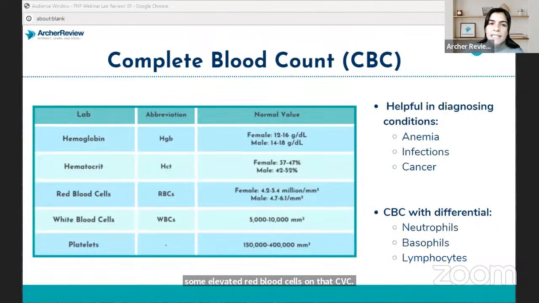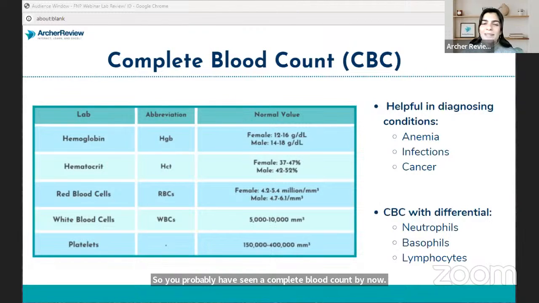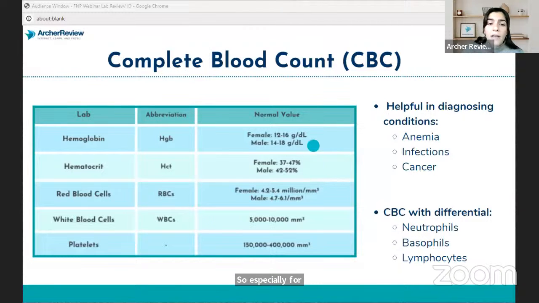So you probably have seen a complete blood count by now. You've been in your clinicals, whether you're wrapping up clinicals or getting ready to sit for your boards. You've probably seen components of a CBC, but you've seen that there's a hemoglobin, hematocrit, red blood cell, white blood cell levels, platelet levels. You're going to get really comfortable, if you're not already, with looking at the ranges of these values, right? So especially for hemoglobin, hematocrit, you're going to get really comfortable with looking at what's on the lower end of normal and what's on the upper end of normal so that you can identify if there's any low hemoglobin hematocrit or elevated hemoglobin hematocrit. And we'll talk about those anemias in a little bit.